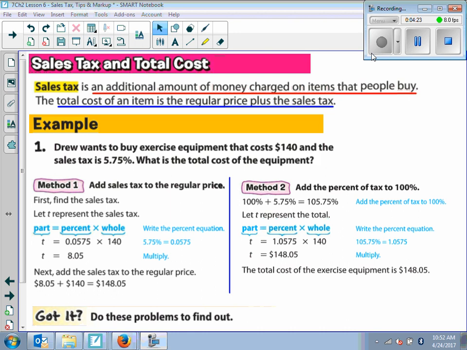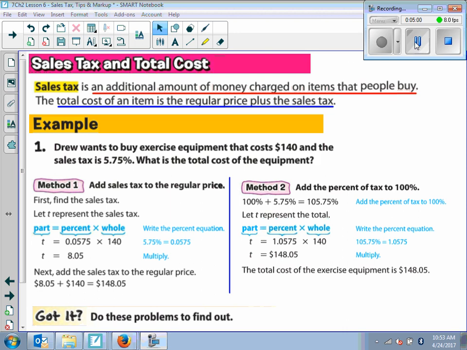So for example 1, it says Drew wants to buy exercise equipment that costs $140, and the sales tax is 5.75%. We want to know what is the total cost of the equipment. Now remember, just like we talked about in the warm-up, there are 2 different ways that we can do this. The first method is to find the sales tax and add it to the regular price. The second method is to add the percent of the tax to the 100% of the total amount that he's paying for the equipment. Okay?